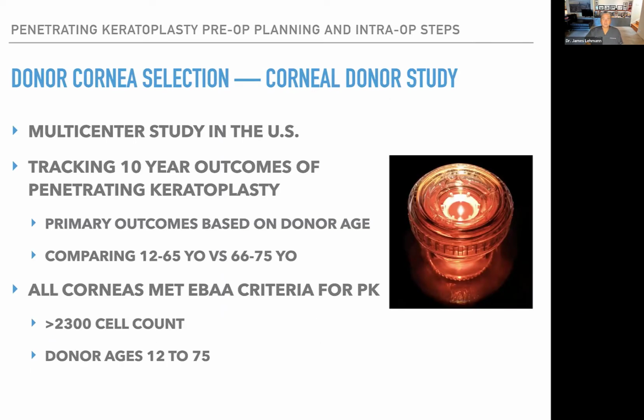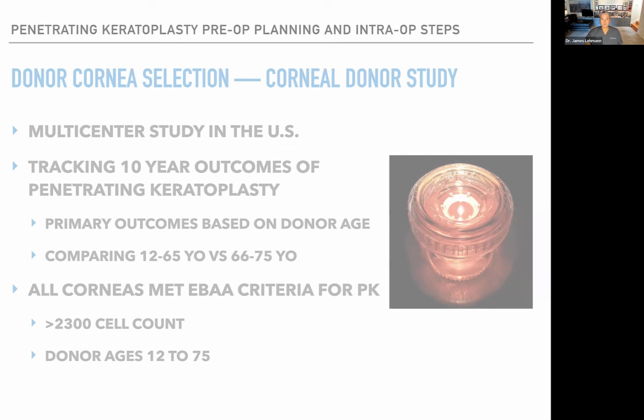Now, where did we get these numbers from? Well, back in the late 90s, early 2000, the Cornea Donor Study was done here in the United States, and they tracked 10-year outcomes of penetrating keratoplasty, comparing young corneas to old corneas. They all met the basic EBAA criteria for PK. They had to have decent cell counts, and the donor ages, like I said, were from 12 to 75.